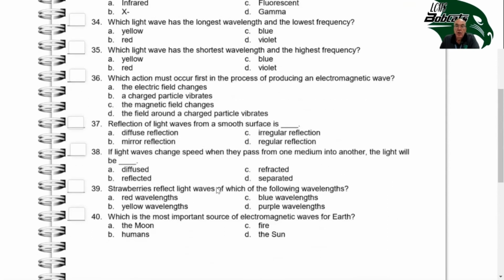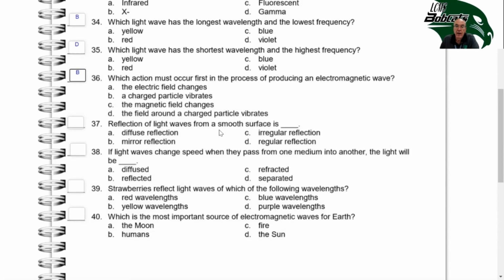Which light wave has the longest wavelength and the lowest frequency? It'd be the first one, red. Which light wave has the shortest wavelength and the highest frequency? It would be the last one, B, violet. Which action must occur first in the process of producing electromagnetic waves? All waves are started by something that vibrates. The electric field changes and the magnetic field changes, but it's the charged particle vibrating.